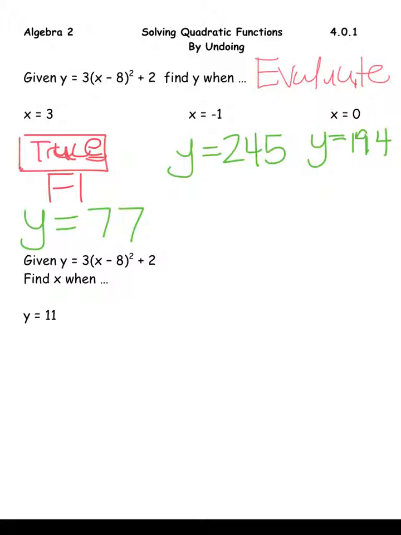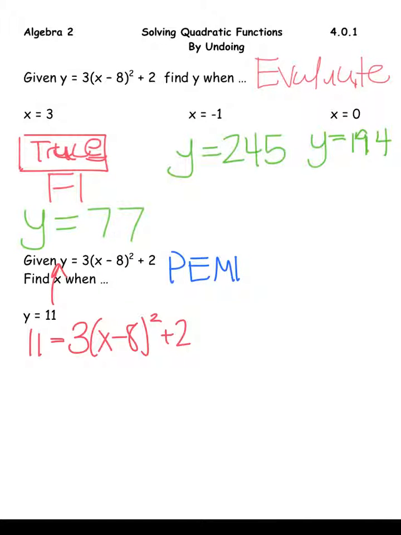All right, given y equals the same equation, find x when y equals 11. So now the scenario has changed. We need to put 11 in for y. So we'll get 11 equals 3 times (x minus 8) squared plus 2. And the name of the game is undoing. We're going to work backwards through the steps of PEMDAS, the order of operations.